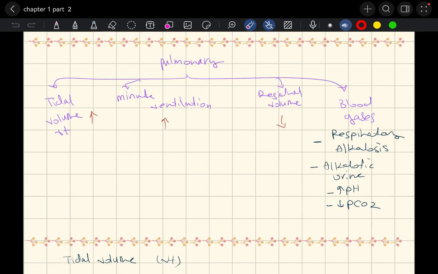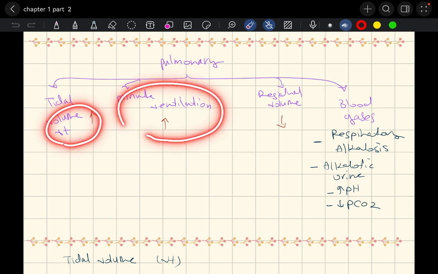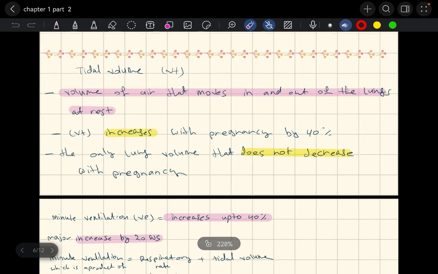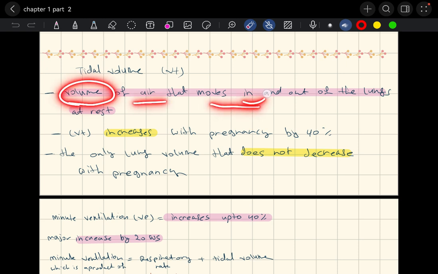In the pulmonary system, we have high tidal volume and high minute ventilation, low residual volume, and finally blood gases. We have respiratory alkalosis, and we have alkalotic urine because of the high pH and low carbon dioxide pressure. And here we have tidal volume. What do we mean by tidal volume? Tidal volume is the volume of air that moves in and out of the lungs at rest.